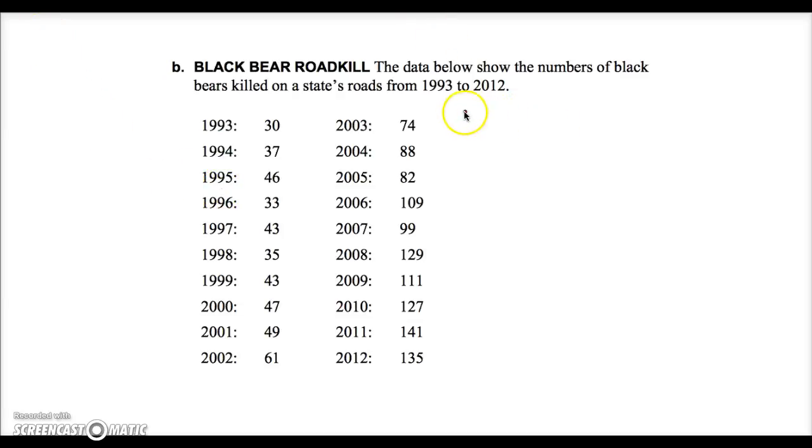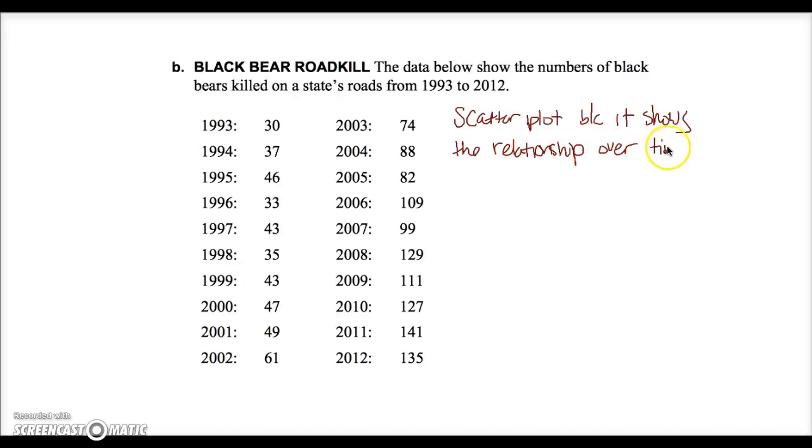For this one, I would say probably the best choice would be a scatter plot. I could also see it being a bar graph and done that way. I think a scatter plot would be best because it shows the relationship over time. Notice everything here is in years. So it would really show that relationship over time, and if it's increasing, decreasing, or if there's really just no relationship at all. All right, moving on to the next one.